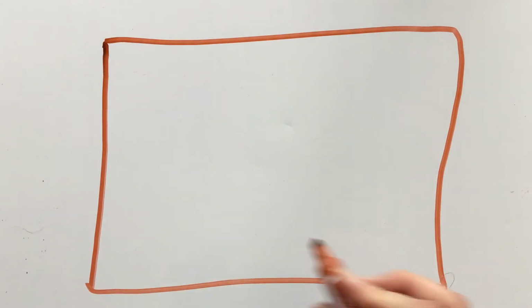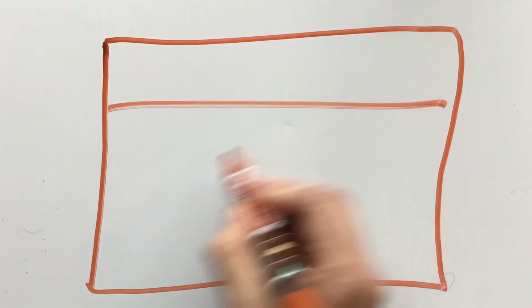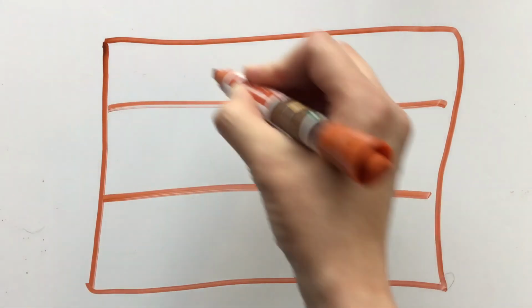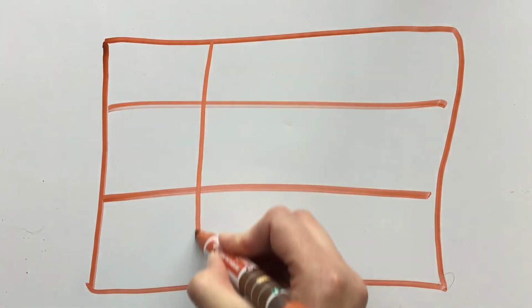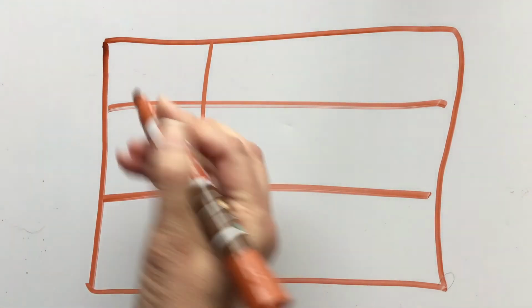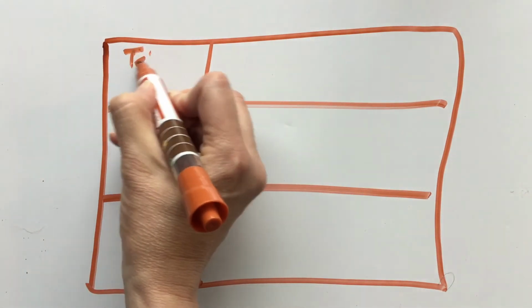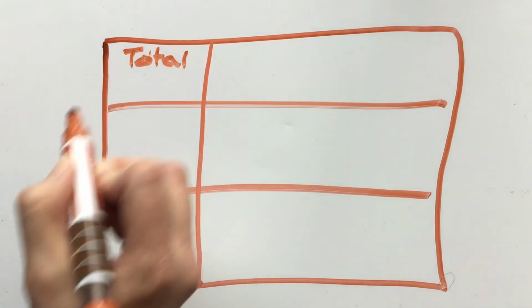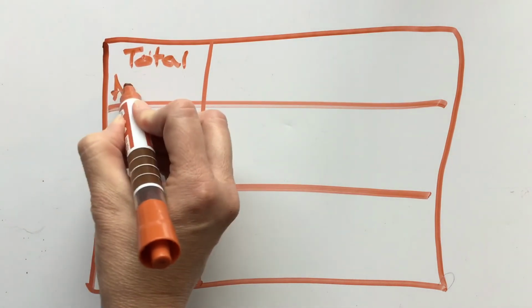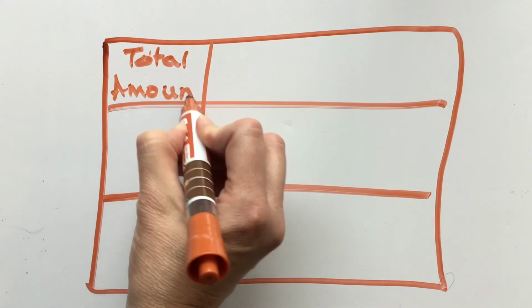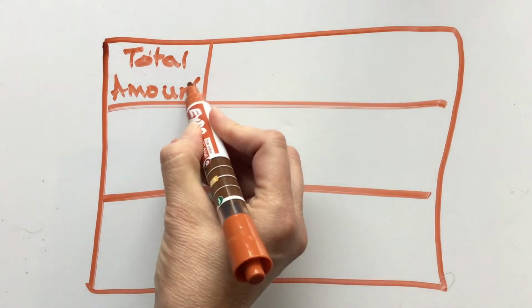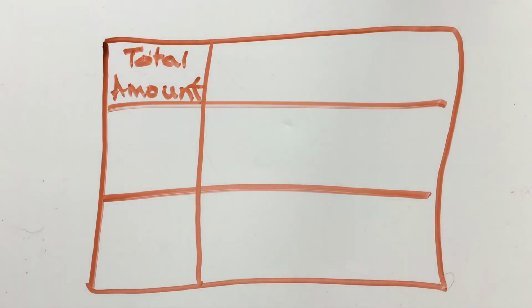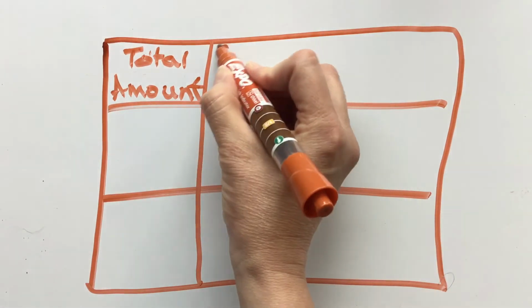All right, here's the chart. There's 3 rows and 2 columns. This one says total amount. And if you're following along with me in your book, you would see that it says total amount. Now the second column here has a much longer heading. Greatest amount you could pay in quarters.